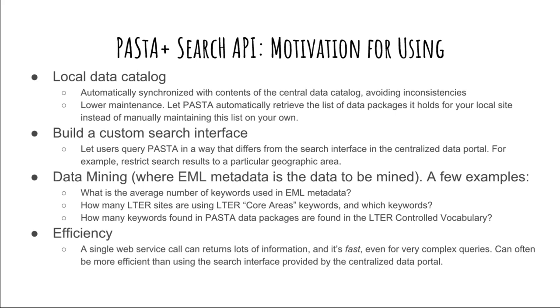There are other motivations. For example, maybe you would like to build a custom search interface different from the search interface offered by the centralized data portal. For example, your custom search interface might want to restrict search results to a particular geographic area. Also, the Pasta repository is something that could be mined for data, where the EML metadata stored there is the data to be mined. I've listed a few examples here. You could probably think of better ones.